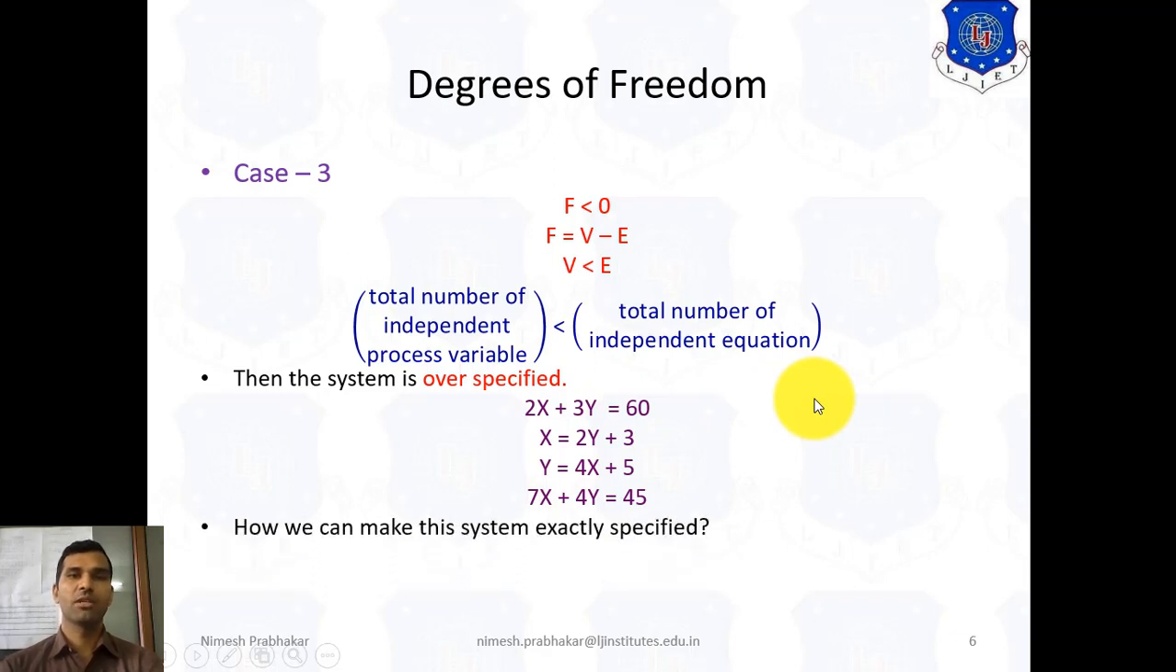So the question arises, how can we make this system exactly specified? The answer is by removing f number of equations. That means to make this system exactly specified, we have to remove f number of equations. So in this case f is 2. So we have to remove any 2 equations and we can specify the system as exactly specified. So this is case number 3. So here v is less than e.